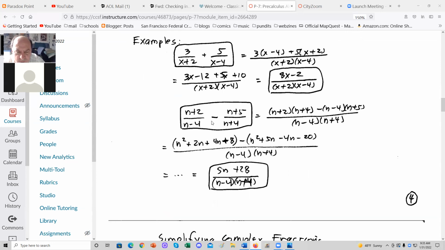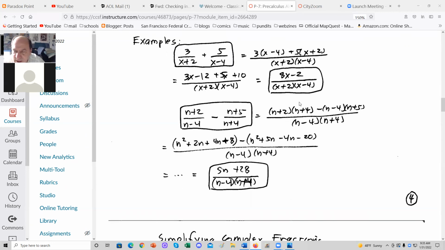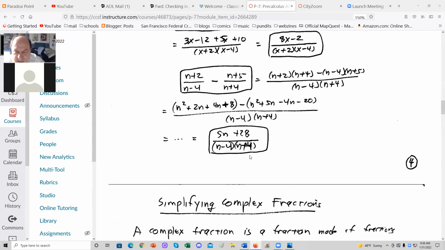Okay, here, simplify this: n plus 2 over n minus 4 minus n plus 5 over n plus 4. Okay, rabbit rule. This times this, n plus 2 times n plus 4. Now minus here, n minus 4 times n plus 5 here. And multiply these out, n minus 4 times n plus 4 here in the denominator. Now we use FOIL to multiply this out and FOIL to multiply this out, keep the minus sign on the outside and combine, and after several steps that are fairly obvious, you get this: 5n plus 28 over n minus 4 times n plus 4.